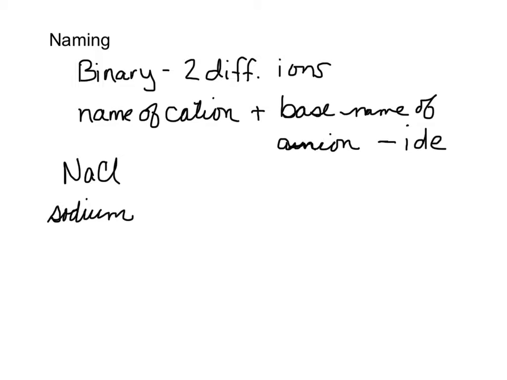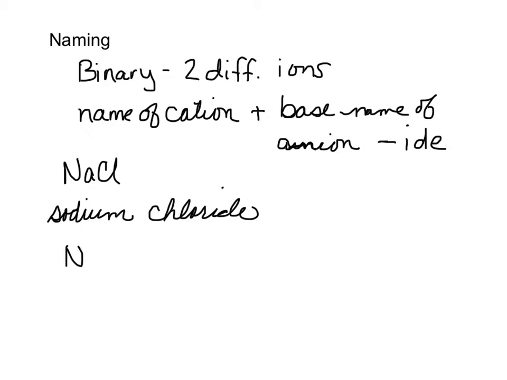The name of Cl is chlorine, but as an ion, we're going to take the base name and change the ending to IDE. So instead of chlorine, it's going to be chloride. Same thing would happen with our potassium chloride.